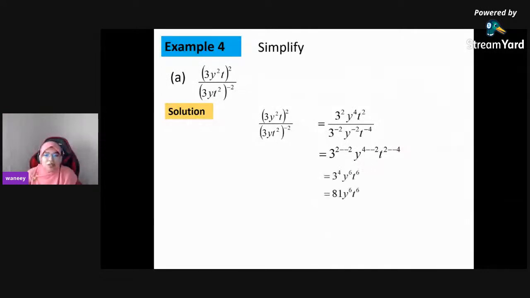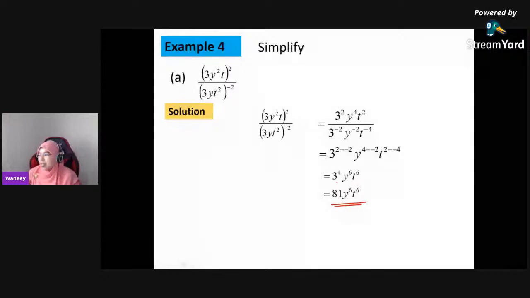Simplify them. So it will become 3 to the power of 4, y to the power of 6, t to the power of 6. And then 3 to the power of 4 is simply 81. Y to the power of 6, T to the power of 6. So well done, good job.